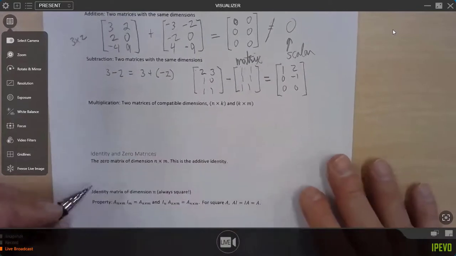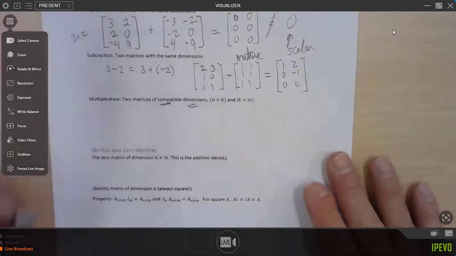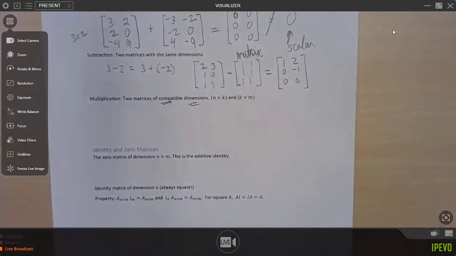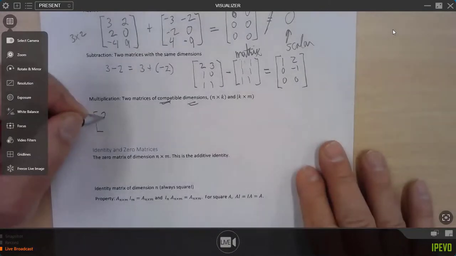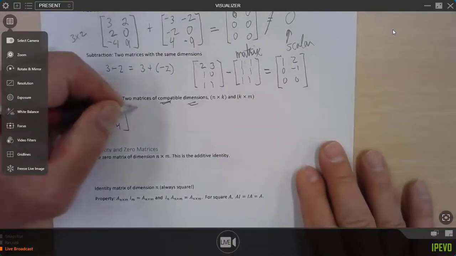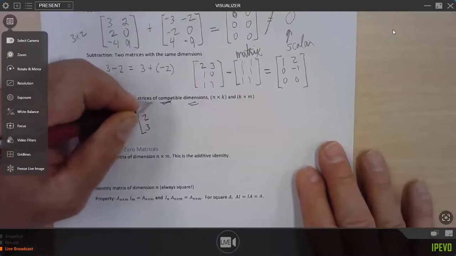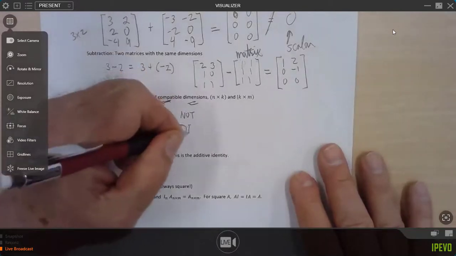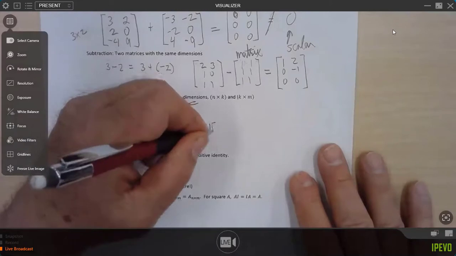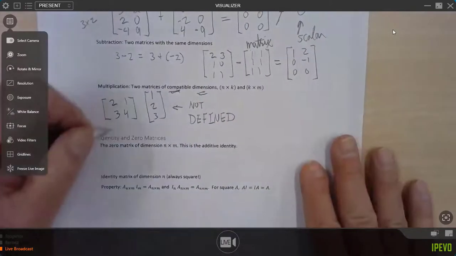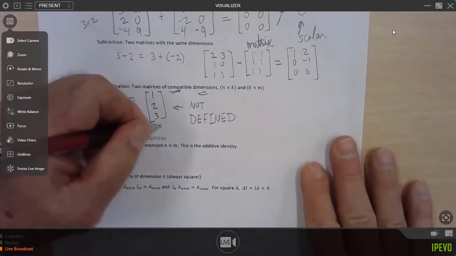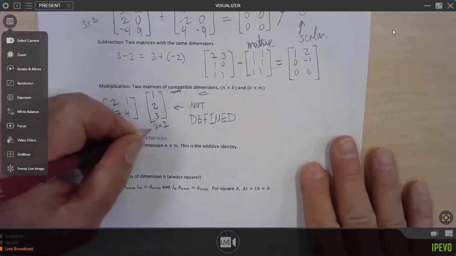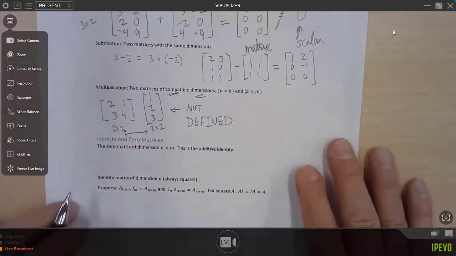Multiplication of two matrices, well, they have to be of compatible dimension. So it is not true that if you pick two matrices at random, you can automatically multiply them. No. So for instance, if I do this, 2, 1, 3, 4 times 1, 2, 3, that product is not defined. Why? They have incompatible dimensions. This is 2 by 2. This is 3 by 2. Those inner dimensions disagree. So you can't do the multiplication.